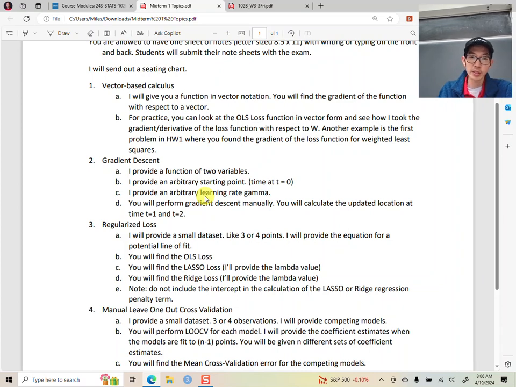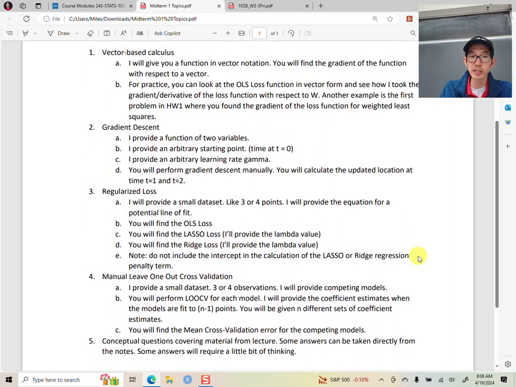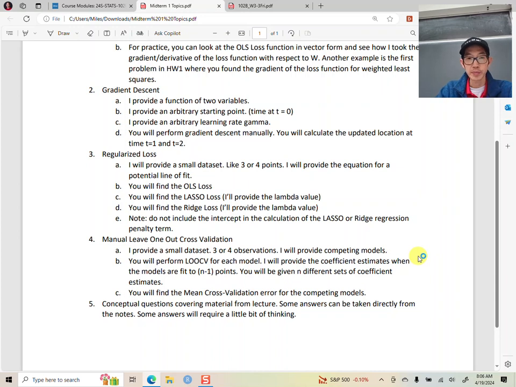Another problem is you will do some gradient descent, and you will do this manually, okay? So I will provide a function. It'll be a function of 2 variables or a vector of length 2, okay? And I'll provide some arbitrary starting location and some kind of learning rate, and using that, you will calculate the updated location at the next iteration.